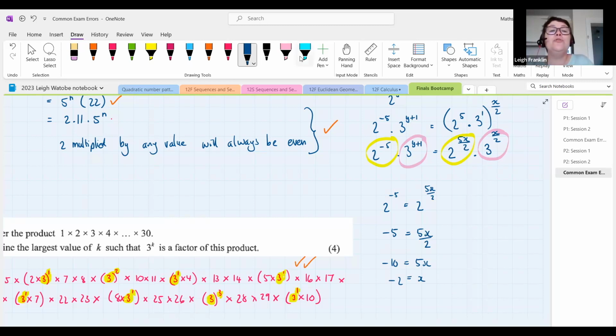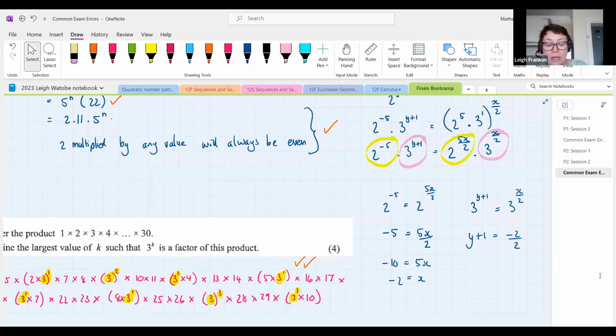Okay, then I'm going to do the same thing with my base 3's. So over here, I've got 3 to the power of y plus 1. It is equal to 3 to the power of x over 2. Now that I've equated my bases, I can equate my exponents. And in place of my x, I'm going to write negative 2 over 2. So I've substituted in my x value already. You could, if you wanted, write x there and do that in the next line, but I've decided to do it here.